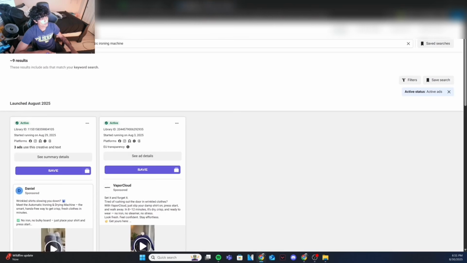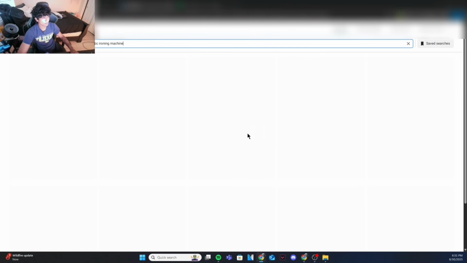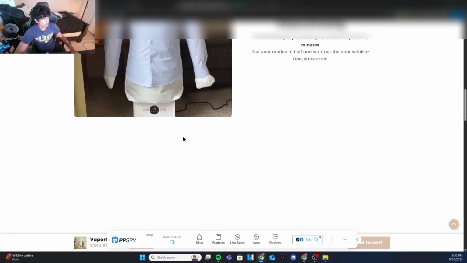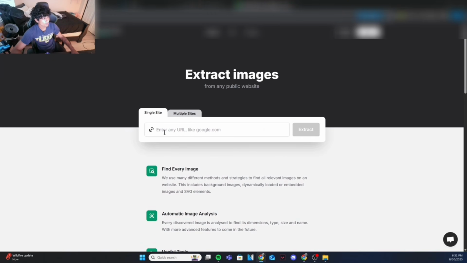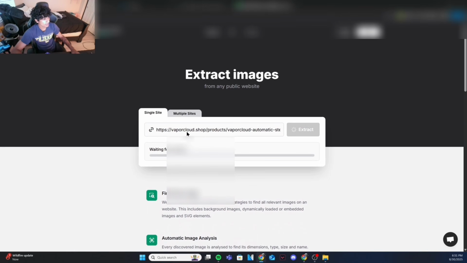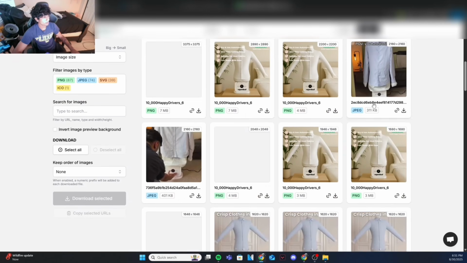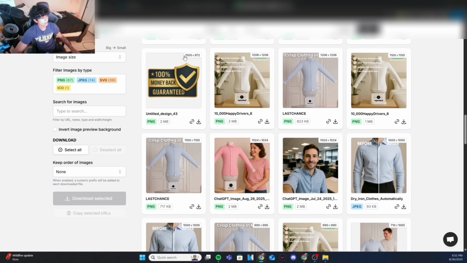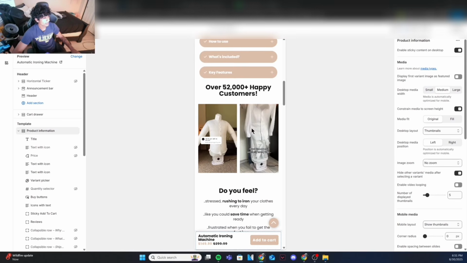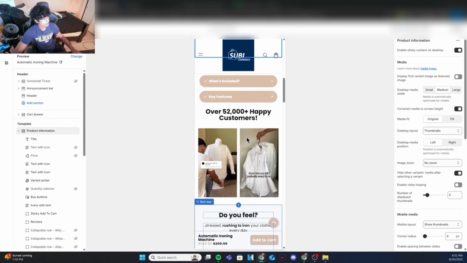The way I do this is I go to ad library and look up my product, and then I look for a competitor, and boom, I have this competitor right here. All I do is take it, put the link in this, and give it a second to load. And boom, there you go. You have all these pictures to use, and I take all of it and put it on my site. As you can see, guys, the site doesn't have to be anything crazy.